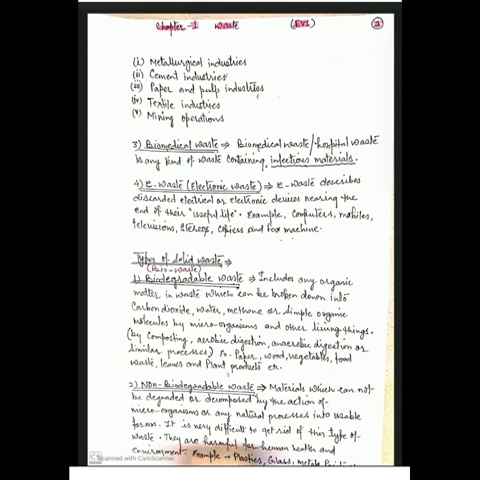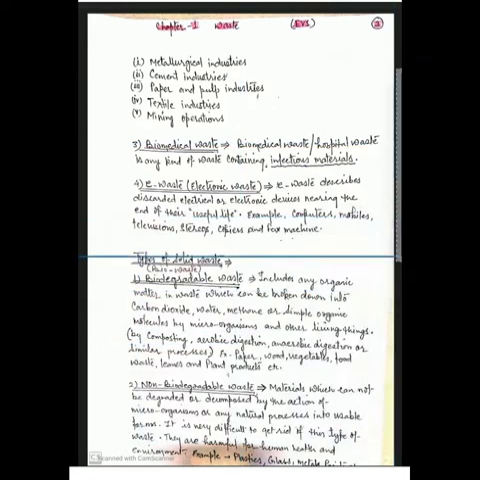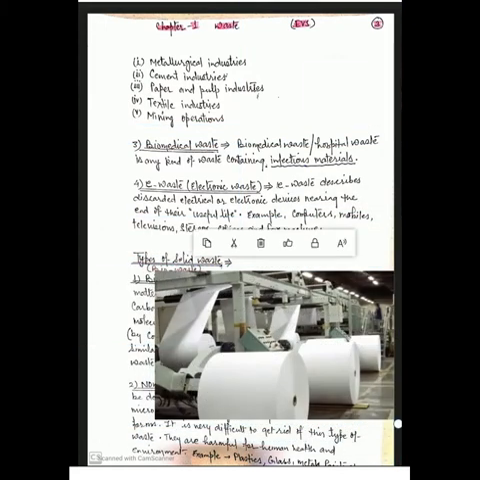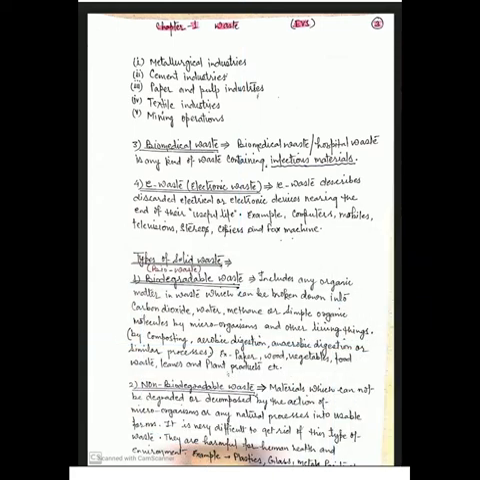First example is metallurgical industries. The main example, steel industry is the example of metallurgical industries. Second example, cement industries. Third is paper and pulp industry. Fourth is textile industries. The fifth one is mining operations.